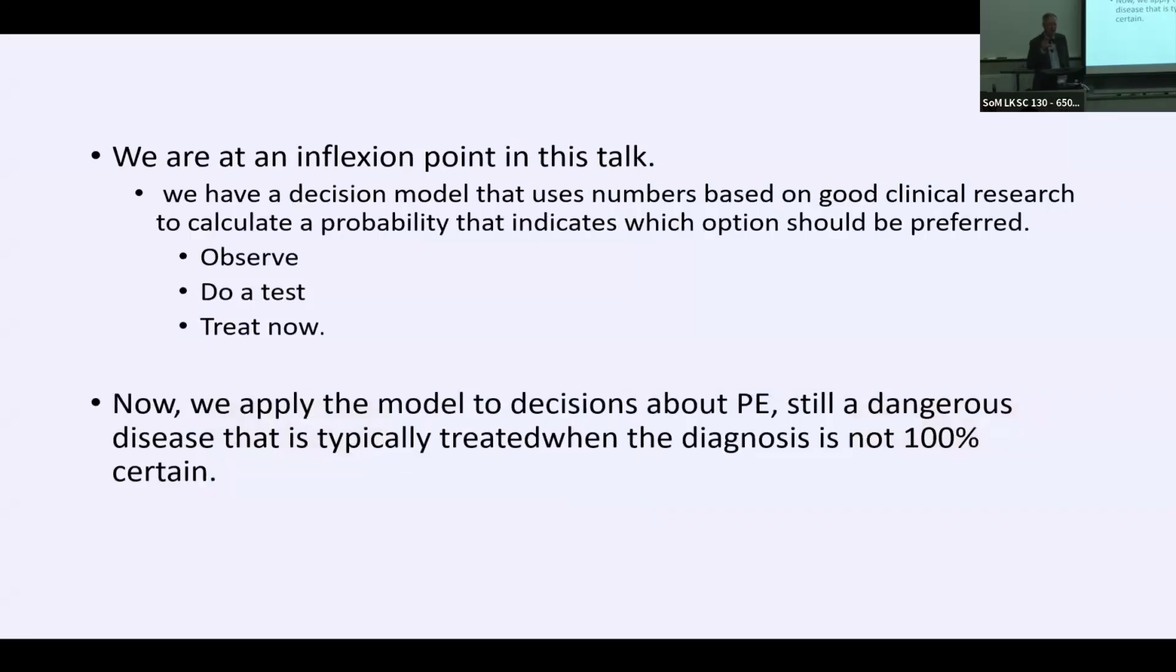So we're now at an inflection point in this talk, and it's not going to be dry stuff about probabilistic models. It's going to be dealing with something that we all enjoy talking about. So PE, still dangerous, kills a lot of people every year, and often we start treatment when we're not sure of the diagnosis. We don't wait for a pulmonary angiogram because that's expensive and dangerous, and nobody will come in to do it in the middle of the night.